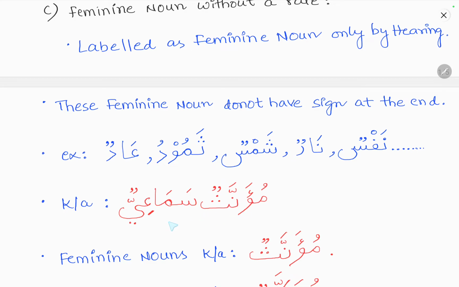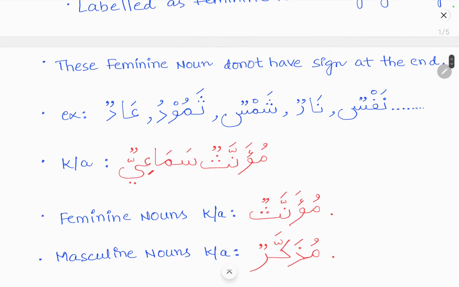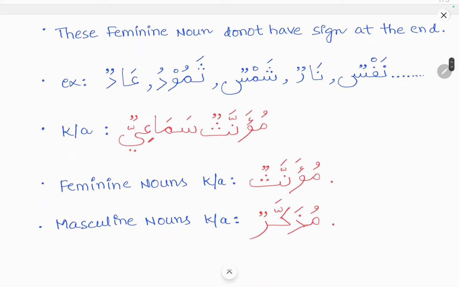In Arab culture, just by hearing, they have labeled these nouns as feminine nouns without any rule. There is no ta marbutatu, that is the closed ta at the end of the word, and it is not a natural gender. So they have classified these nouns under feminine nouns. Feminine nouns are known as muannas. The masculine nouns are known as muzakkar.